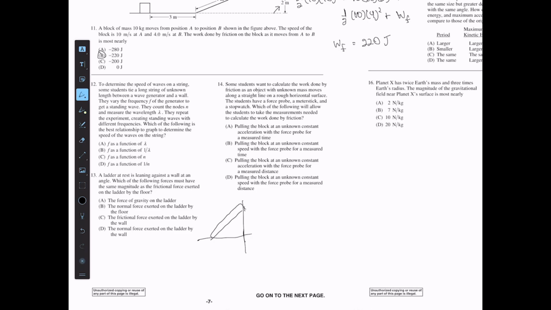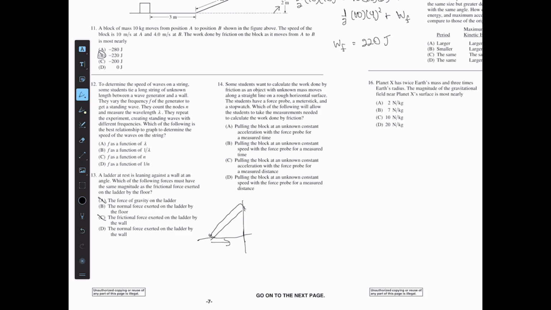Okay, so the frictional force is this way, so that it stops the ladder from sliding. And the ladder is at rest, so there must be a horizontal force that cancels out the frictional force. The force of gravity on the ladder is downwards. That's not it. The frictional force exerted by the ladder on the wall, that is upwards. That's not it. Both of these forces are vertical, so we can eliminate them.